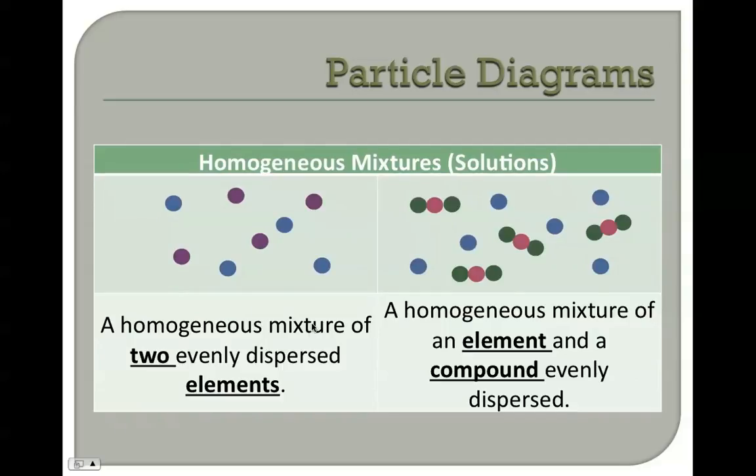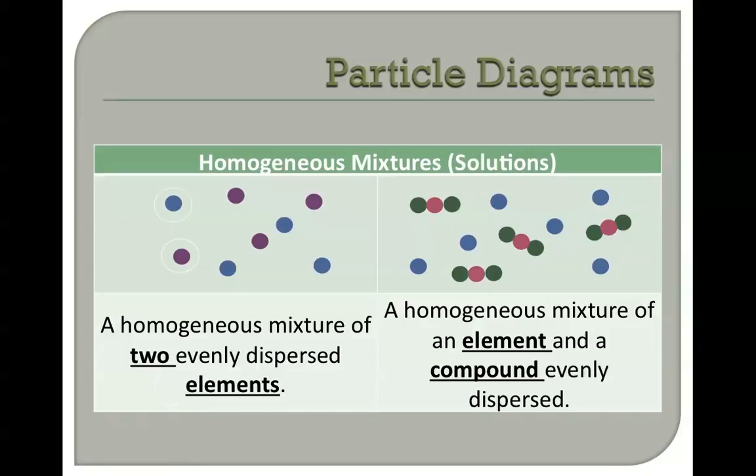Here we get into mixtures, and you'll see that within each mixture there's going to be two or more distinct types of particles. Here we have solutions, so they're going to be spread out evenly, or dispersed evenly. On the left, this is an example of two elements in a homogeneous mixture, and on the right we have an example of an element and then a compound. So the blue dots here represent the element, and then the set of three dots, two of the same and one different one, is going to be representing the compound, and these are evenly dispersed.